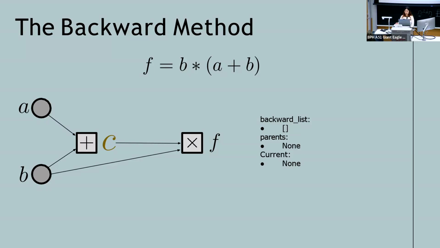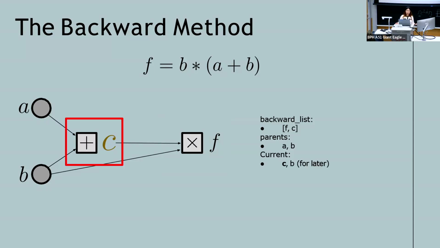And also we need to keep track of the current node. So here, when we do the initialization, we have the backward list as empty, and then we have parents and current nodes initialized as none. And then we will go from the final node. So for example, here, that is the F, and then we will put it in the backward list. And we know that the parents will be C and B because there are two paths that contribute to F directly. And we know that the current node is F.